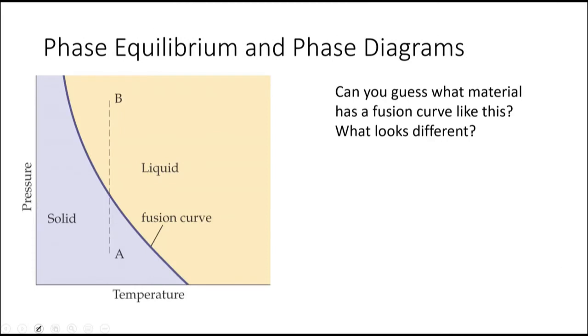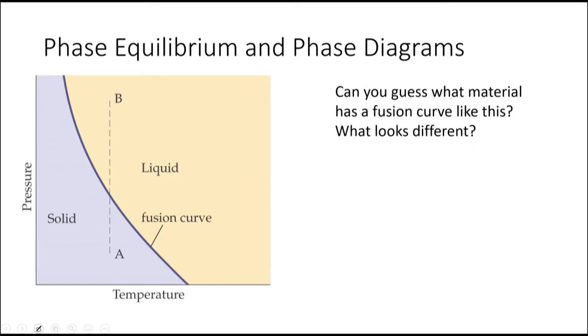Okay, and so then I just wanted to point out one kind of interesting and strange thing, which relates back to our original video. So here we have a curve. This is going to be a fusion curve, and you can see that the solid state is below the liquid state. So the solid state is actually at a lower pressure than the liquid state. So can you guess what material this curve corresponds to? Something looks different here. Something looks funny.